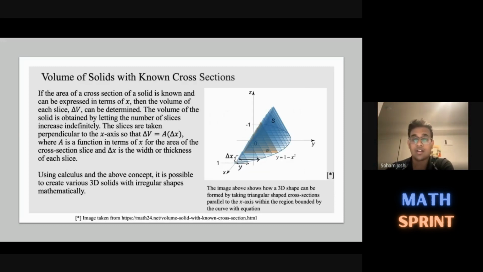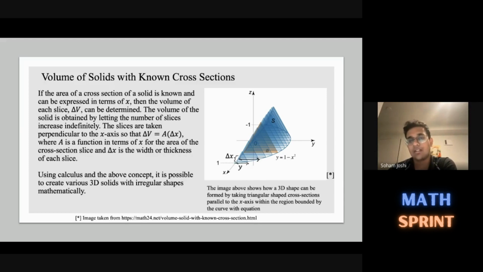Alright, so let's move on to the volume of solids with known cross sections. It's possible to calculate the volume of a three-dimensional shape using integration. Now here's one way of finding the volume of such shapes. What type of shapes am I talking about? Take a look at the image on the right.